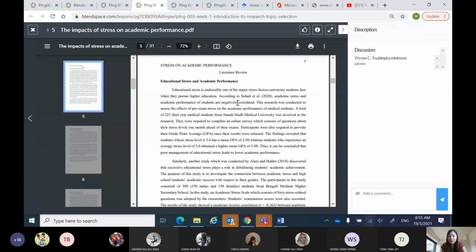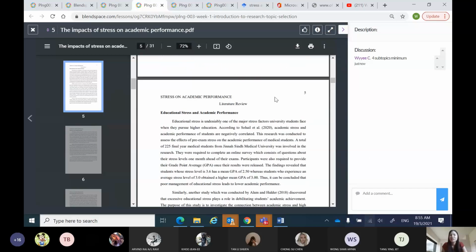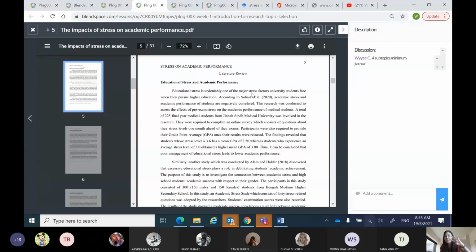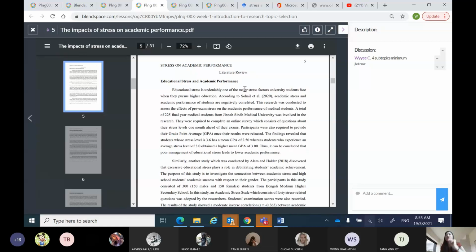If your literature review is not good, it will not be able to build a good foundation to formulate your survey questionnaire, and because of this, it will not be able to answer your research questions. Then your research paper will be gg.com, so to speak. Right, so this is how you are supposed to write your literature review. Okay, let me just show you: 4 subtopics minimum. She has 5.